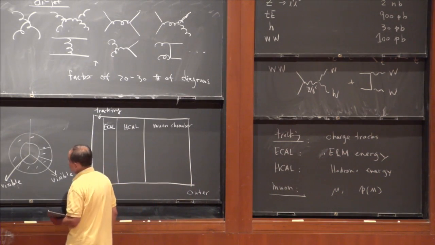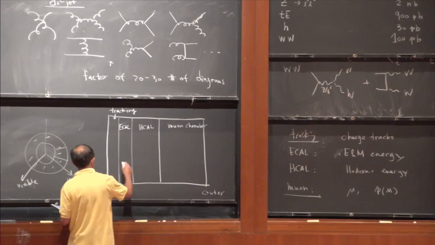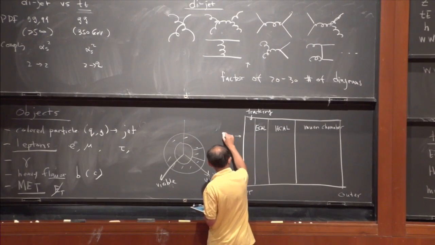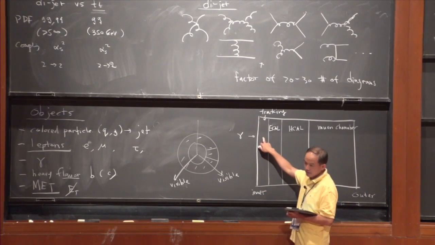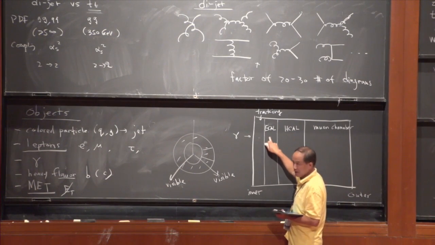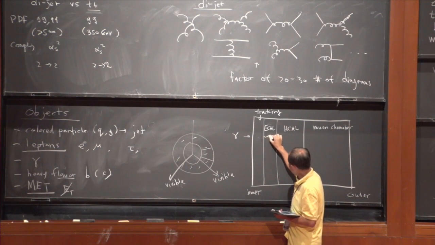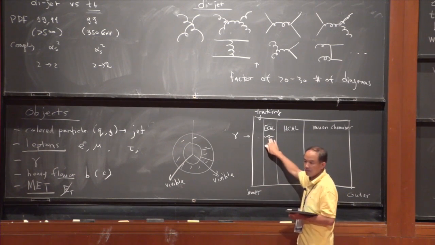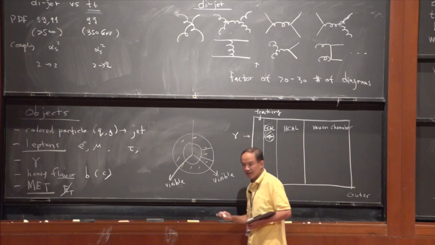Now let's think about what these things do going through this. For example, I send in a photon. Photon, roughly speaking, does nothing here, but it will deposit all its energy here, because the photon can create a pair, and these can shower, and so on and so forth. It will deposit a lot of energy here. That's what the photon does.